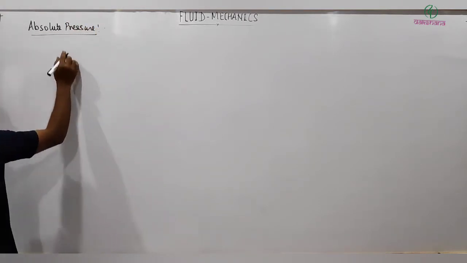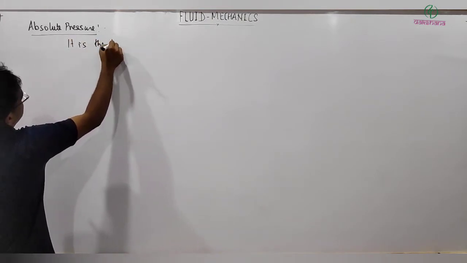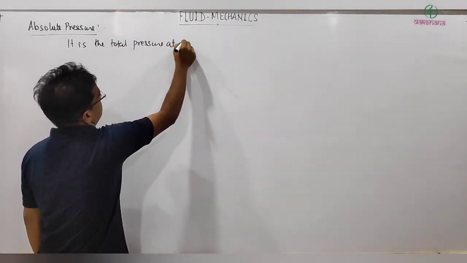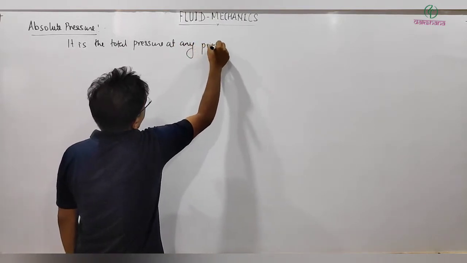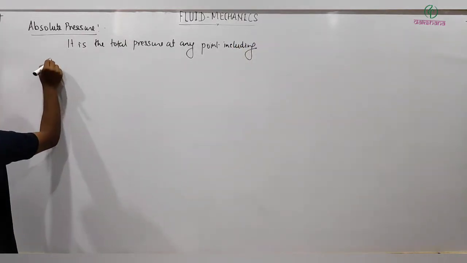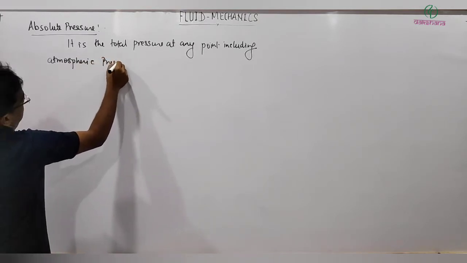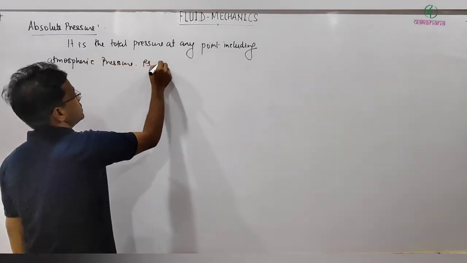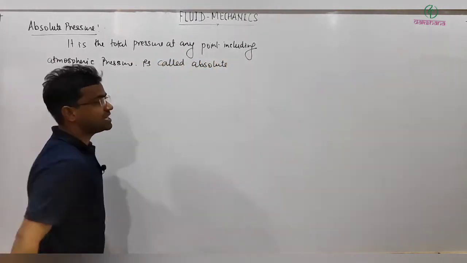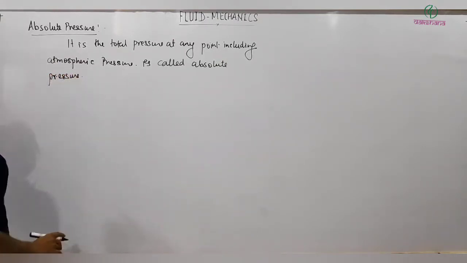What is the meaning of absolute pressure? It is the total pressure at any point, including atmospheric pressure, and that is called absolute pressure. So absolute pressure is basically the total pressure that also includes the effect of atmospheric pressure.